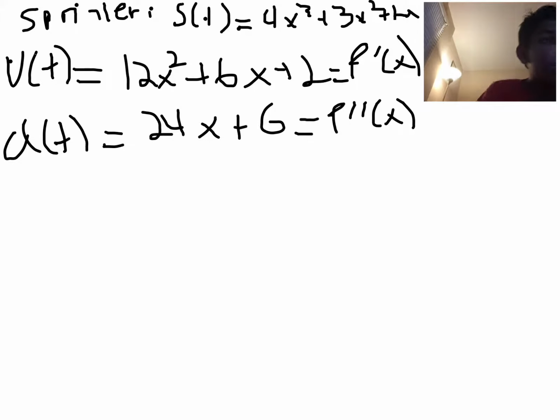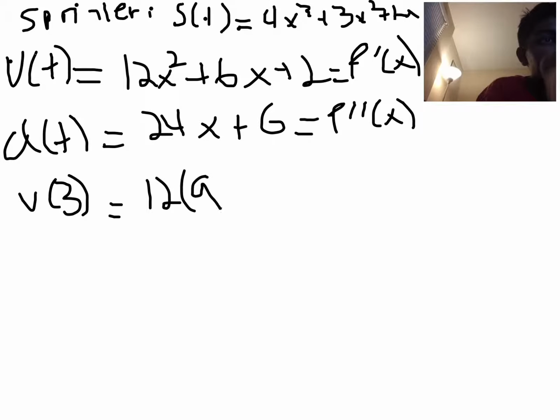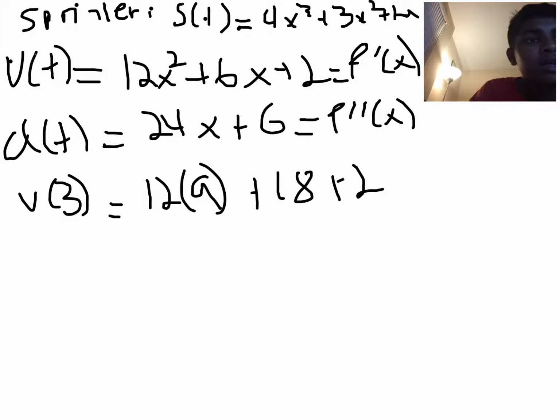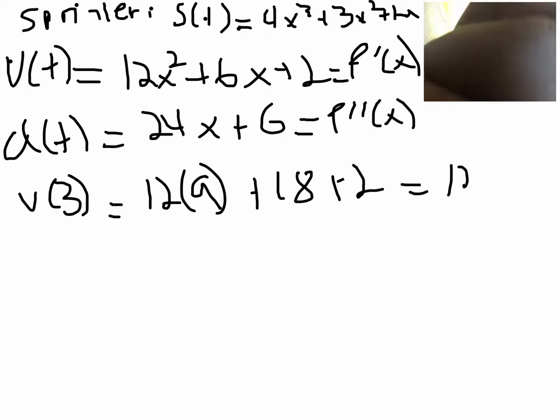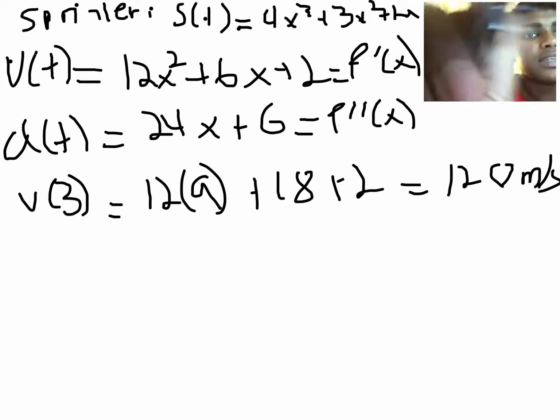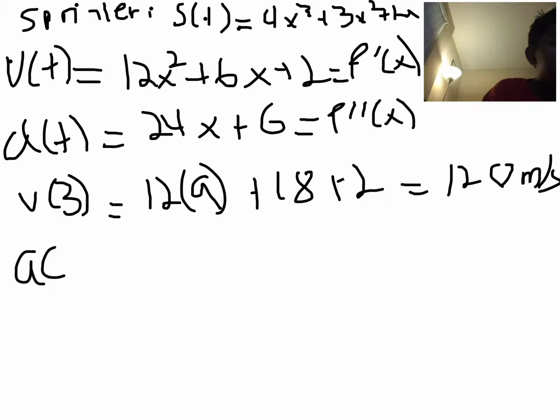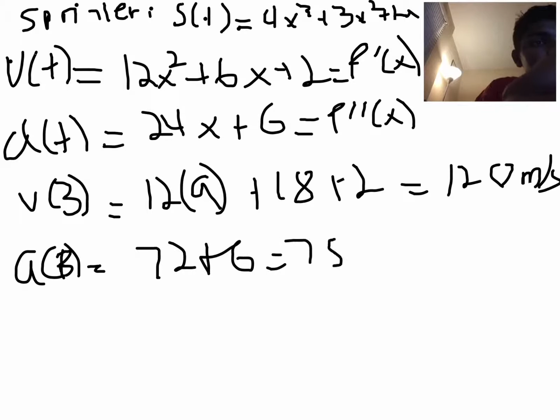So when we have v of 3, it is equal to 12 times 9 plus 18 plus 2, which we get 108 plus 18 plus 2, 108 plus 20. We have 128 meters per second. And then we have acceleration at t equal to 3, and we get 72 plus 6 equals 78 meters per second squared.